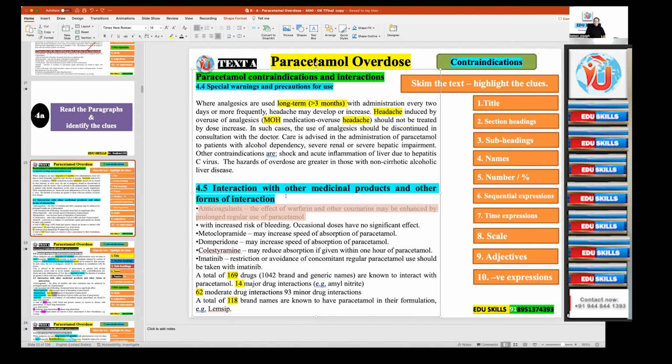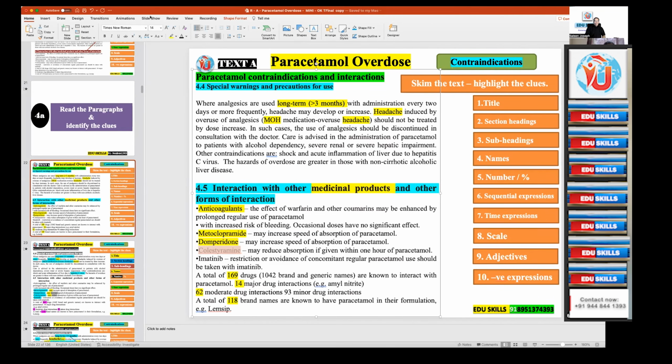Medications. Medicines. Here you see the interaction with other medicinal products. So medicinal products are important. Other medicinal products. Here you have medicinal products, 1, 2, warfarin. All these are medicinal products. One of these will be the answer. All need not be the answer.